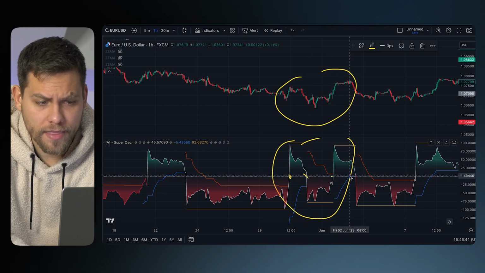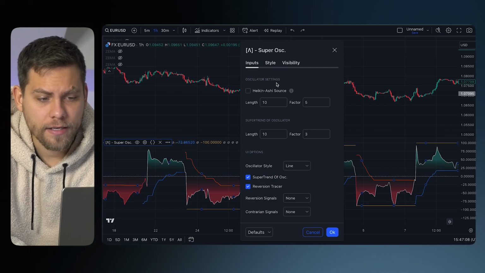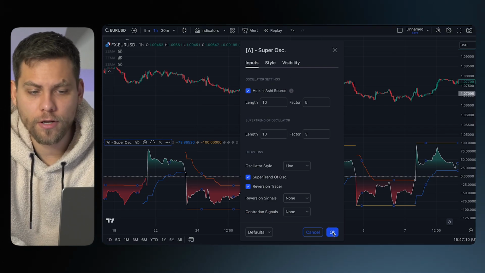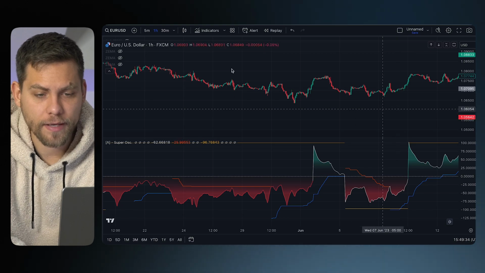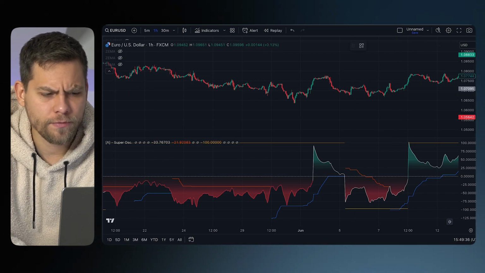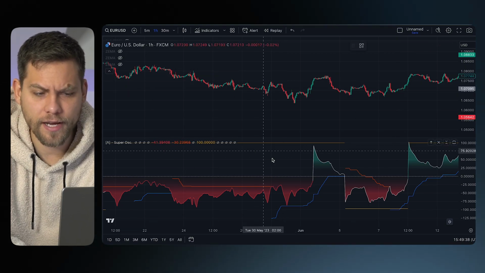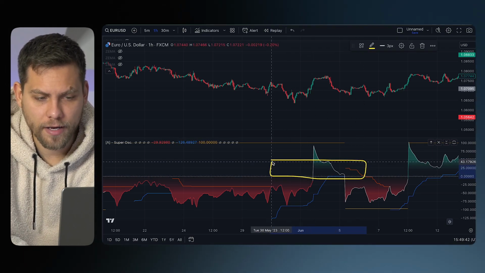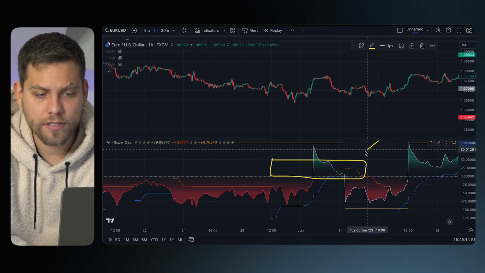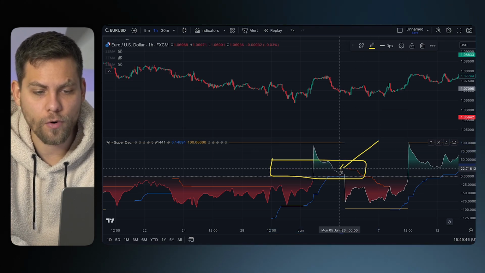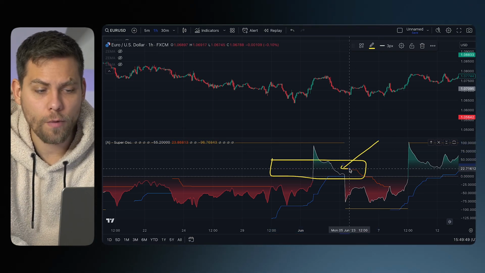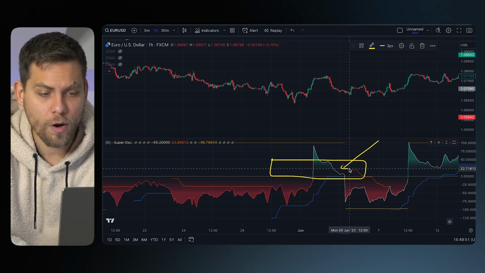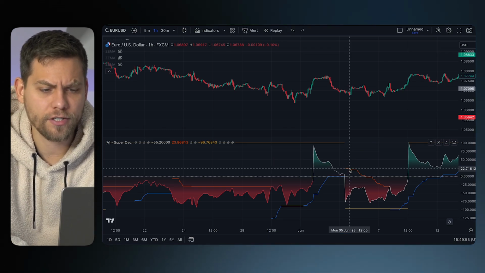There is an option in the settings of this indicator, a Heikin-Ashi source, which when you turn it on, the SuperTrend oscillator becomes smoother and generates fewer false signals on the central line crossovers. For example, for this part, during this flat market, when I turn it on, you can see how it reduces the false signals. We keep this option on because by doing so, we will have a smoother oscillator line.